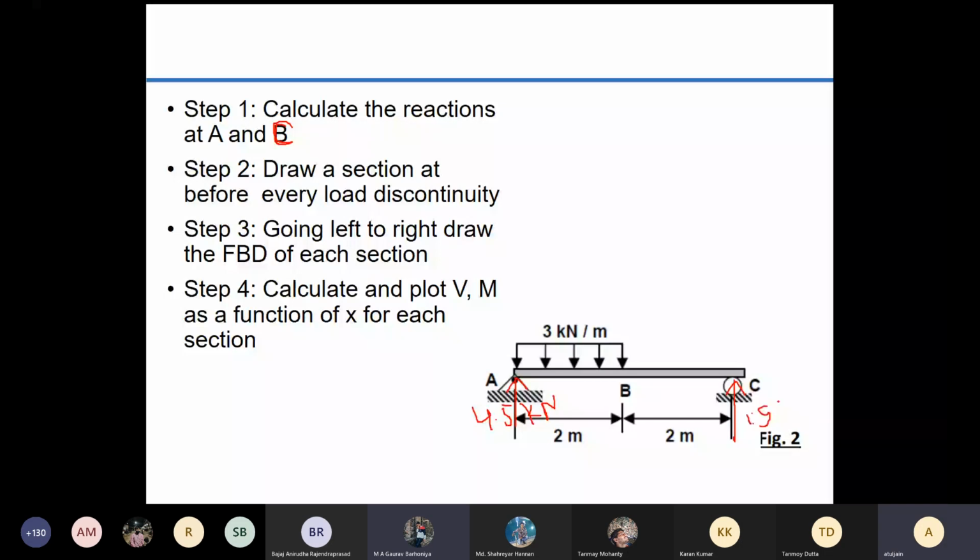Now, step 2 is to draw a section before every load discontinuity. Now that I have replaced the constraints by loads, before every load discontinuity I must draw a section. So where do I have to draw a section? I have to draw a section between A and B, because after B the uniformly distributed load is not there, so that is one discontinuity. And at C there is a point load, so I have to draw another section here. So step 2, I have decided to draw the two sections as shown.